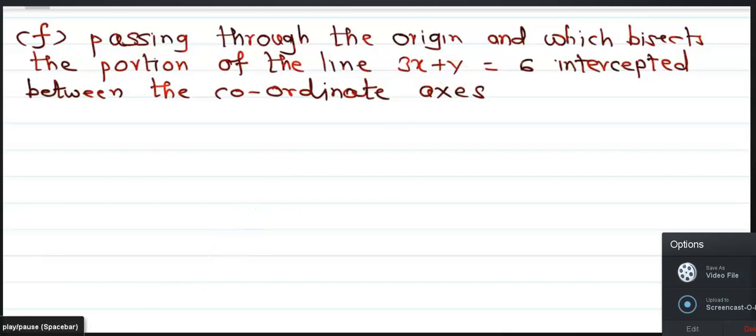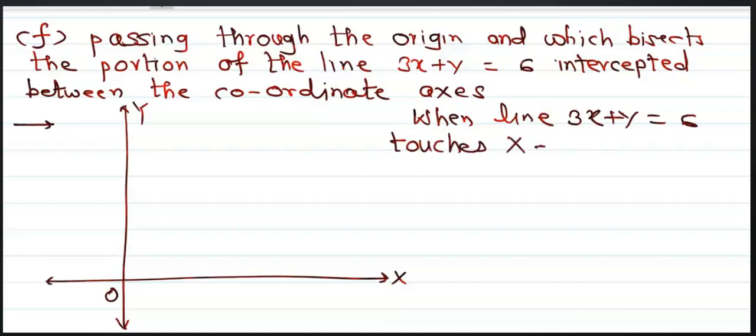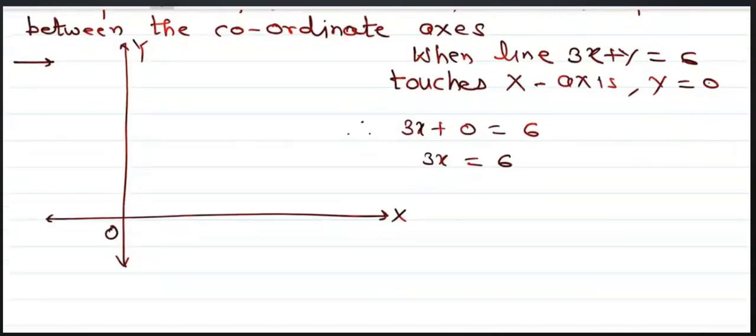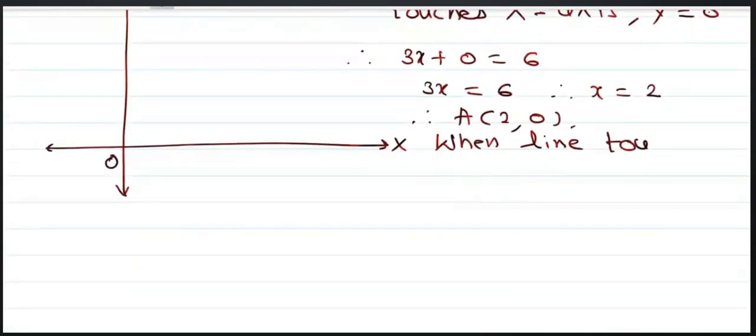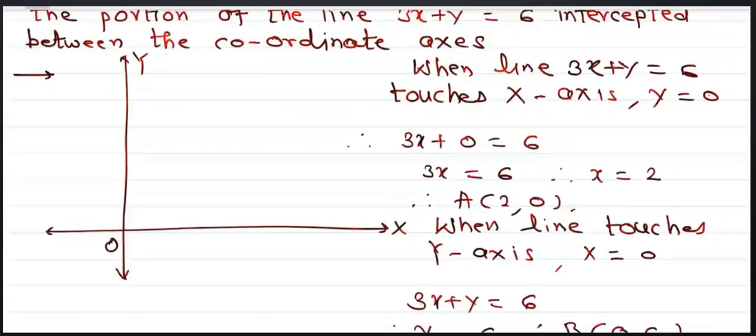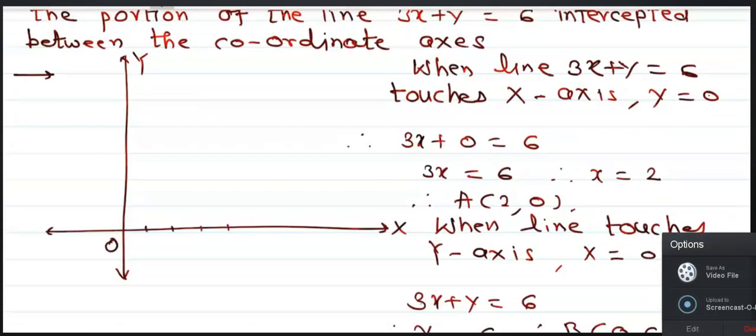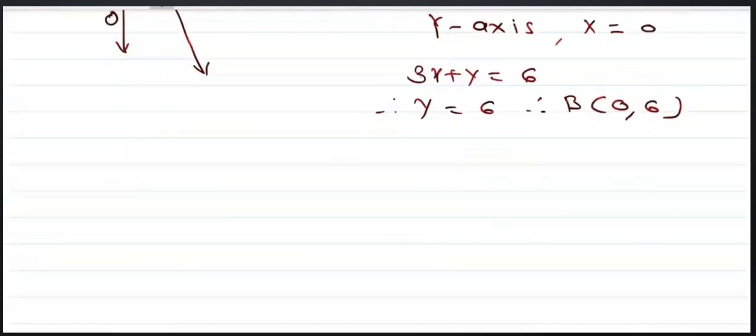Now see this figure also, then you can understand properly. When the line 3x plus y is equal to 6 touches the x-axis, y is equal to 0. Therefore, x is equal to 2. Therefore, the point A is 2, 0. When the line touches the y-axis, x is equal to 0, y is equal to 6. The point B is 0, 6.